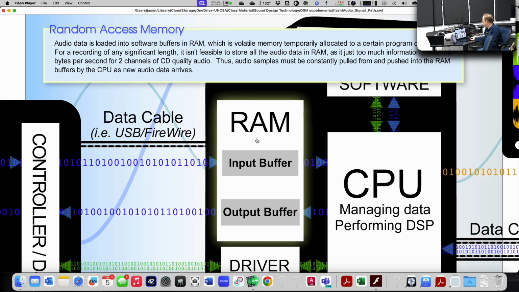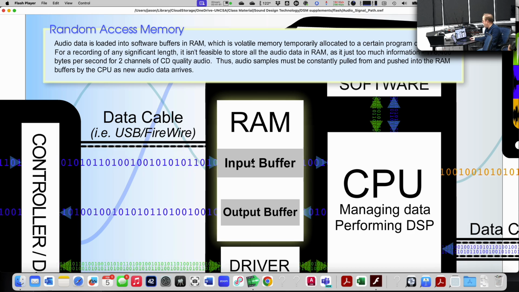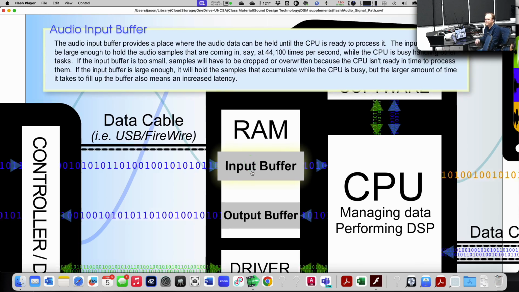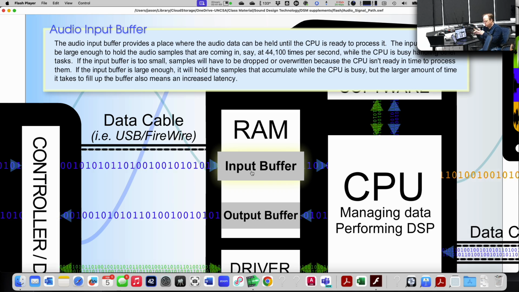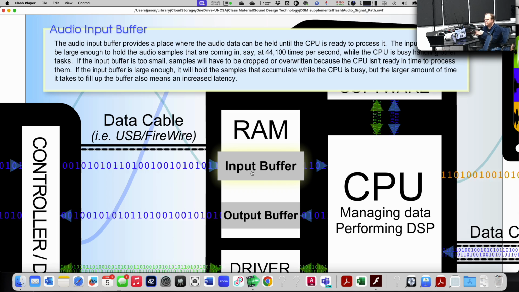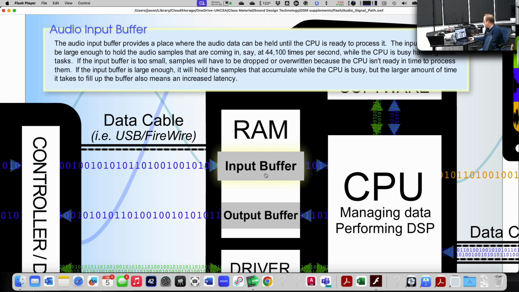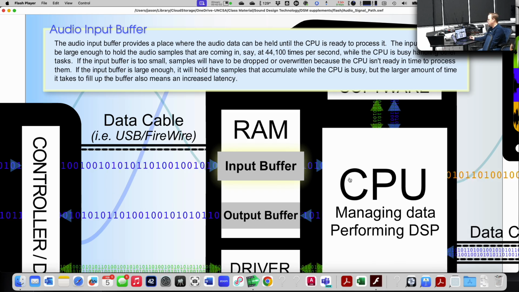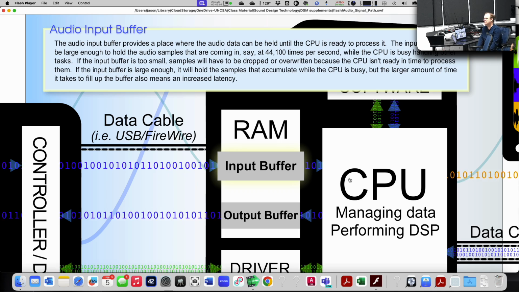And the computer's going to allocate a chunk of the RAM to do this task, and this is called the input buffer. The audio input buffer is a certain chunk of the available RAM where it's going to say, this is where we're going to hang on to this digital audio as it's coming in. Because ultimately, it has to go through the RAM and get to the CPU, and the CPU has to decide what to do with it.